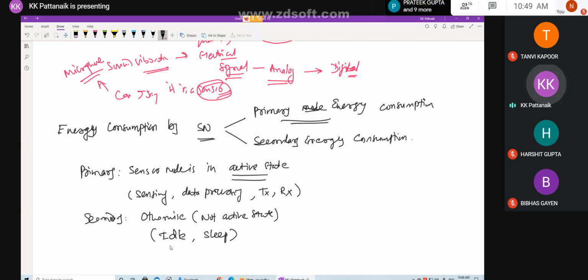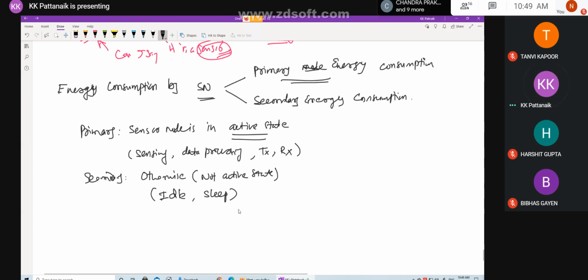Idle state means it is either not sensing, it is just dormant, or it is in sleep state. Sleep state means it is not sensing or transmitting on any channel. It is not sensing anything, something like that. Okay. We will study about when a sensor node can go into idle and active state, non-active state and active state, why it goes, and what the benefit is. We will study later.